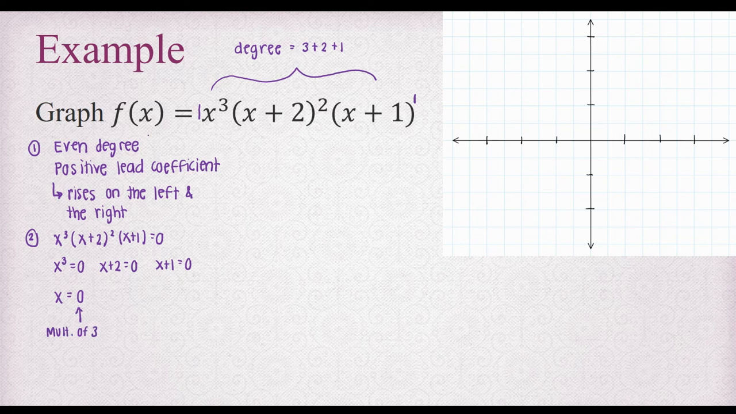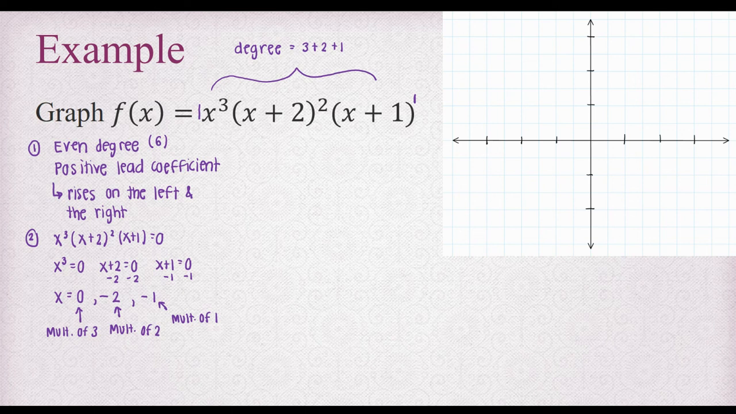Because remember, if I have an even degree, which is 6, I should technically have 6 zeros. With the second factor, x plus 2 equals 0, I'm subtracting 2. And so that gives me negative 2. But because it was technically quantity squared, that means that we have a multiplicity of 2. And then in the last factor, x plus 1 equals 0, I have to subtract 1. So that gives me negative 1. It was a degree 1, so that tells me that this is a multiplicity of 1.